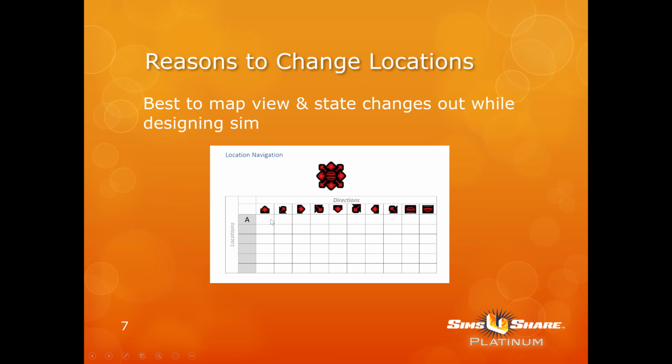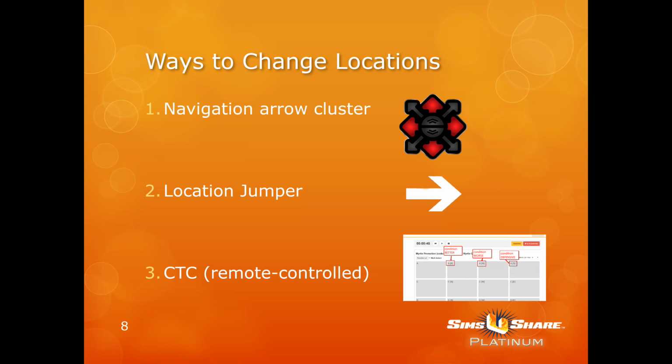Getting to the heart of what we're doing, there are three basic ways to change locations. You can create arrows, those little red arrows on the navigation arrow cluster, and that probably is the simplest way. You can create walkarounds very rapidly.